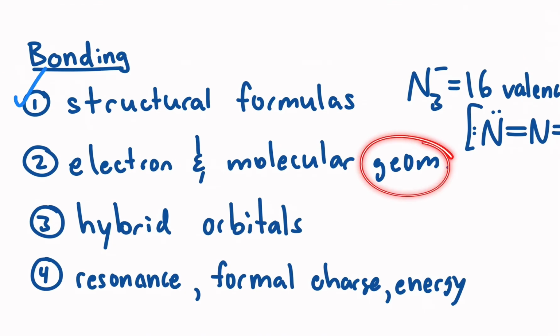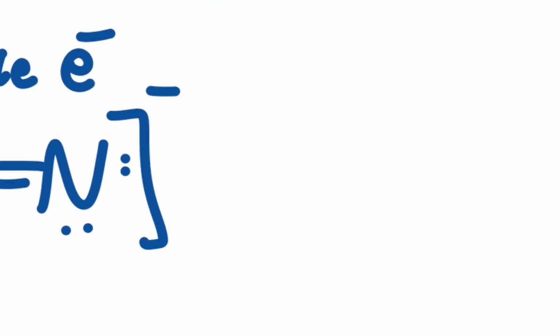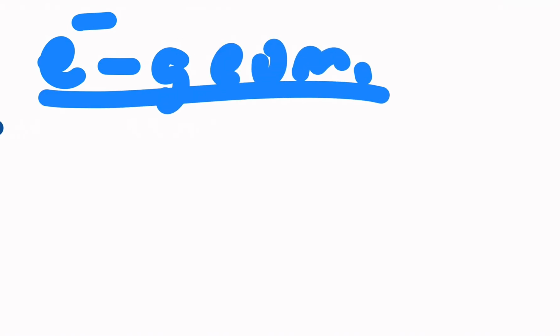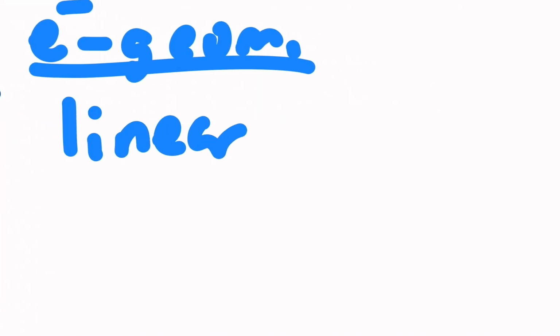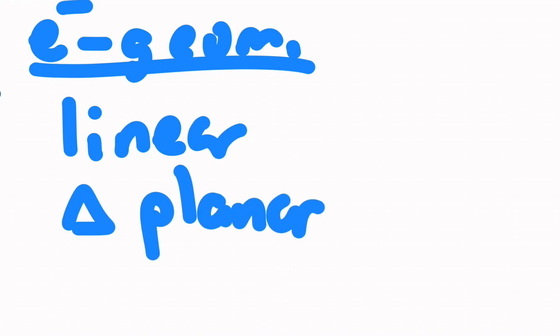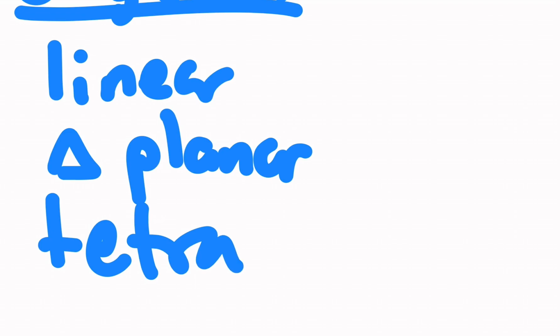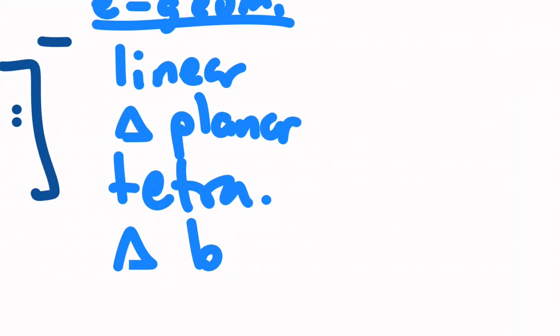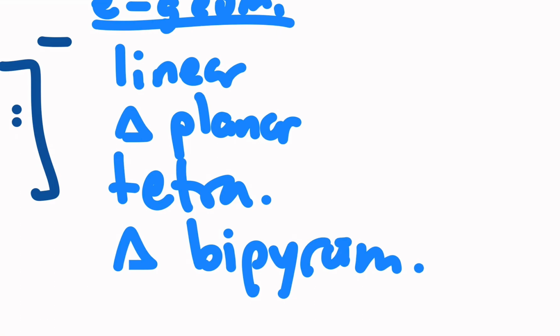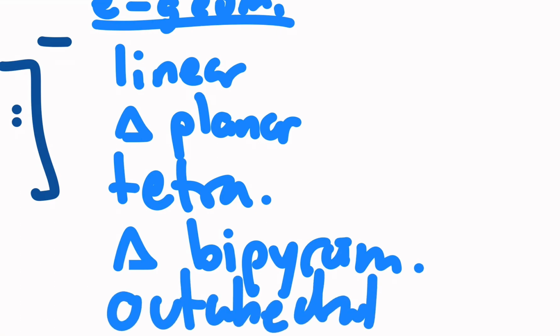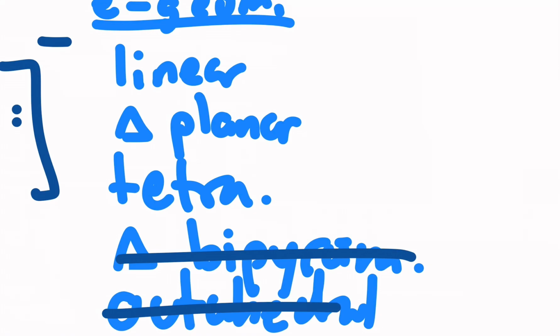Now, in terms of geometries, geometries can be electron or molecular. There are 5 electron geometries to consider. The electron geometries have to do with how many domains you have. They are in name linear, trigonal planar, tetrahedral, trigonal bipyramidal, and octahedral. Now, for the purposes of the AP, you're not going to see trigonal bipyramidal and octahedral. In all likelihood, it will be the other 3: a linear, a trigonal planar, or a tetrahedral one.